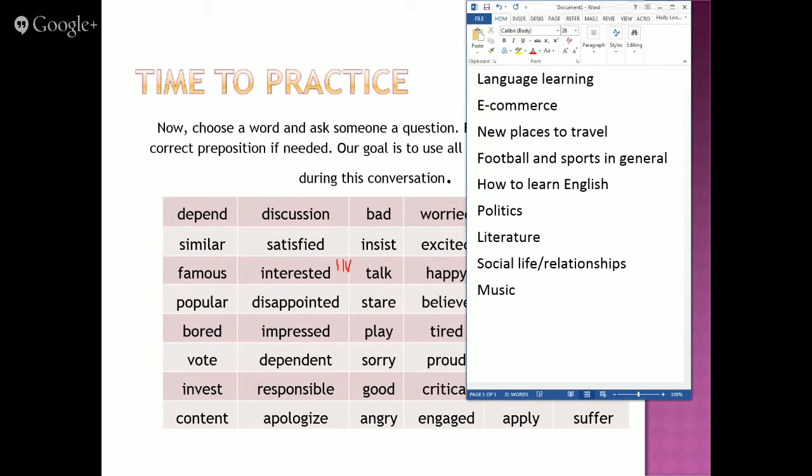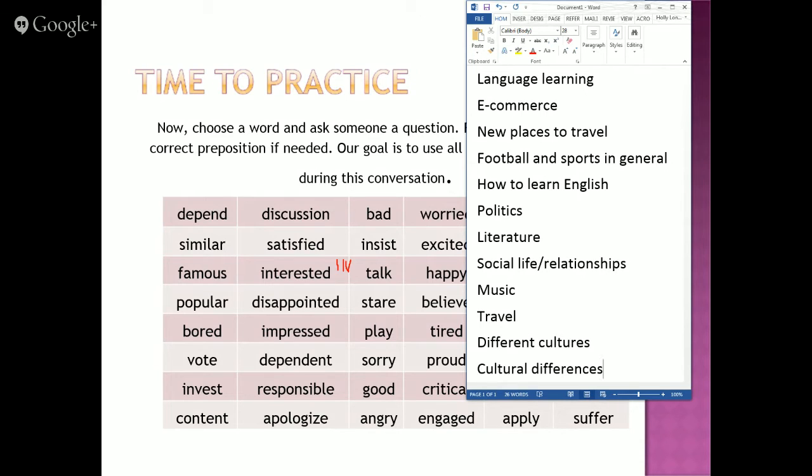Alejandro, how about you? What type of topic are you interested in discussing? Travel and different cultures. Traveling and different cultures, cultural differences. This is one of mine.